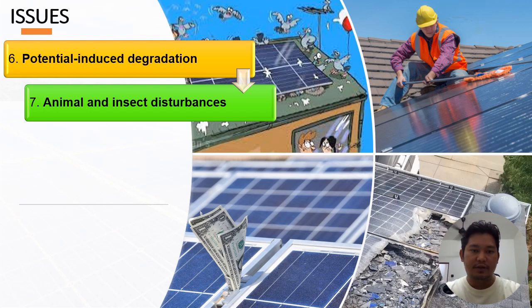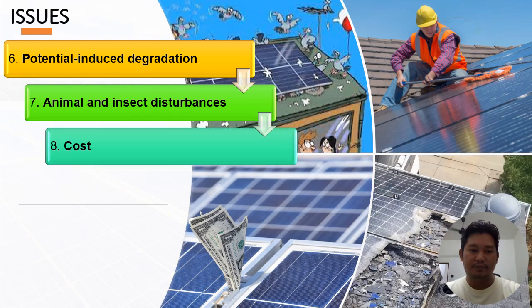Number 7, animal and insect disturbance. Birds can physically damage solar panels by building a nest on them, or their droppings can spoil the panel and reduce its efficiency. Insects can be a problem for solar panels in two ways. They can physically damage the panel if they try to build a home on the surface of the system. Secondly, their droppings can spoil the panel and reduce its ability to perform well.